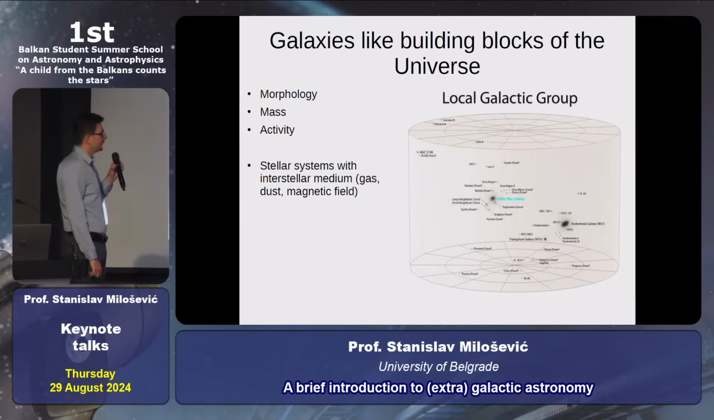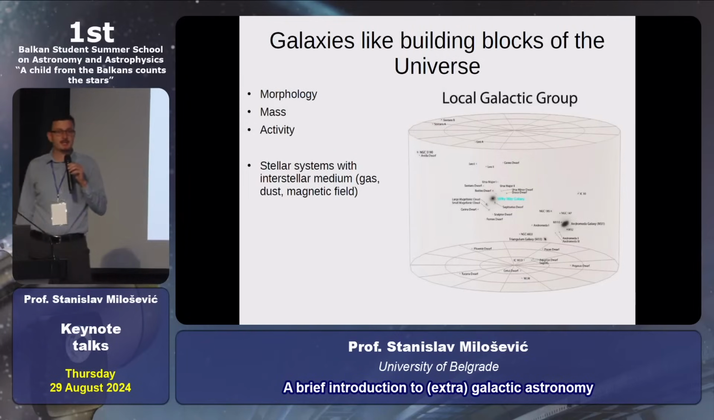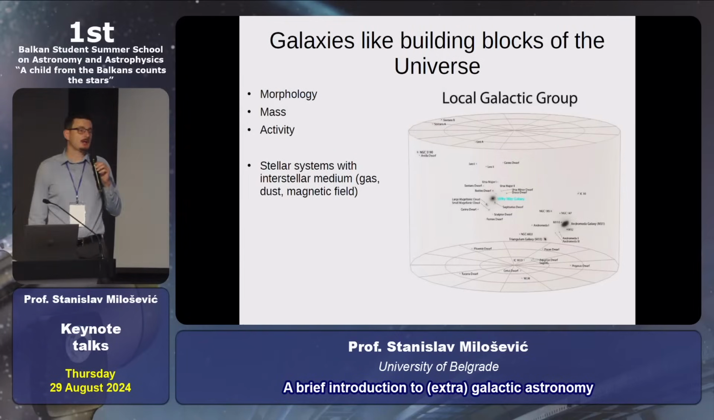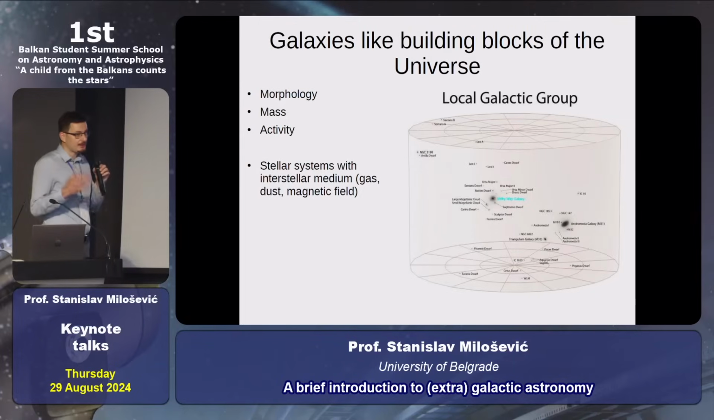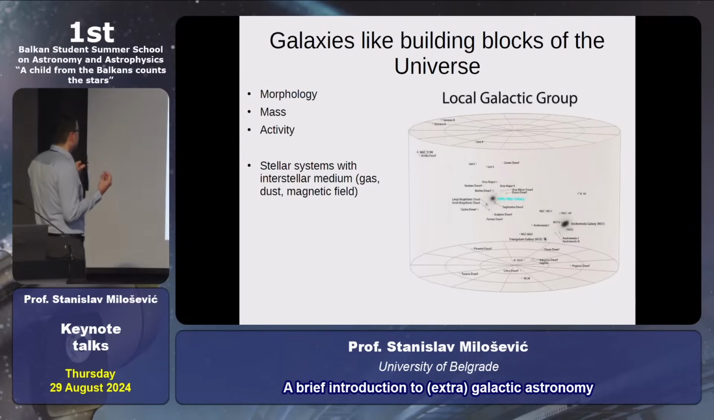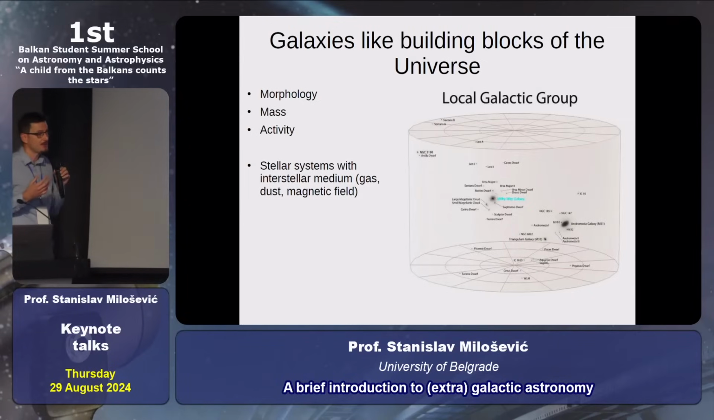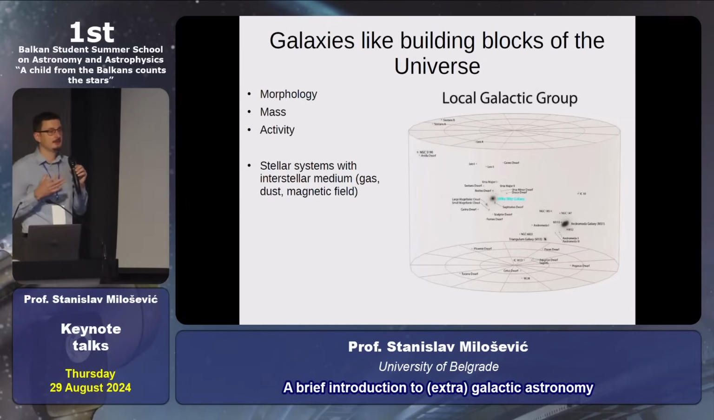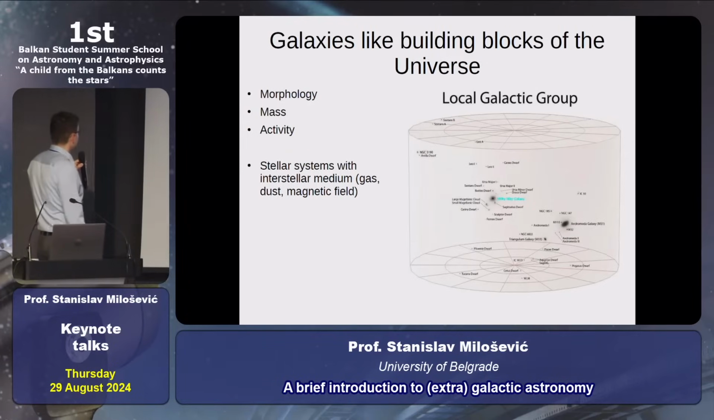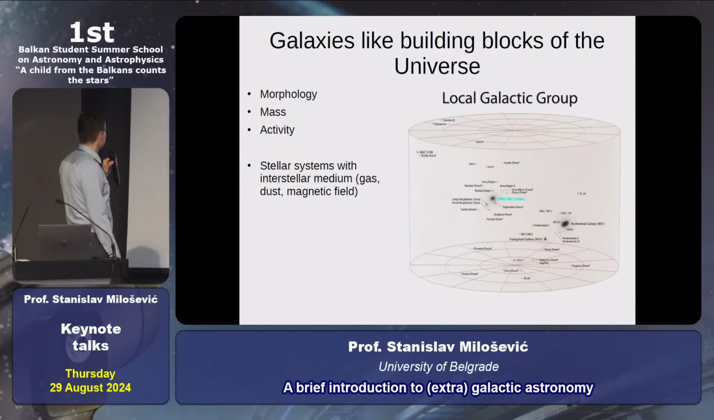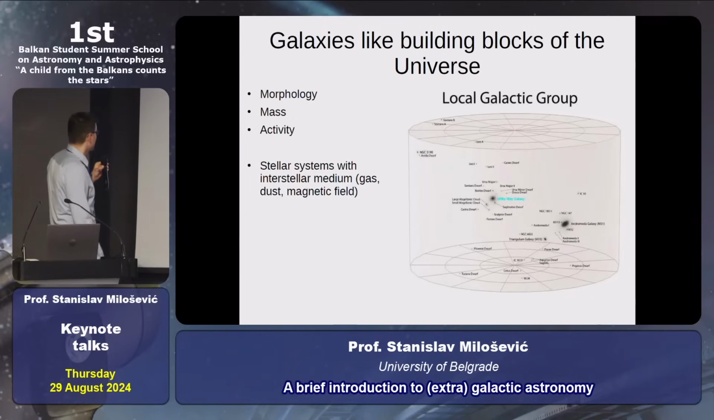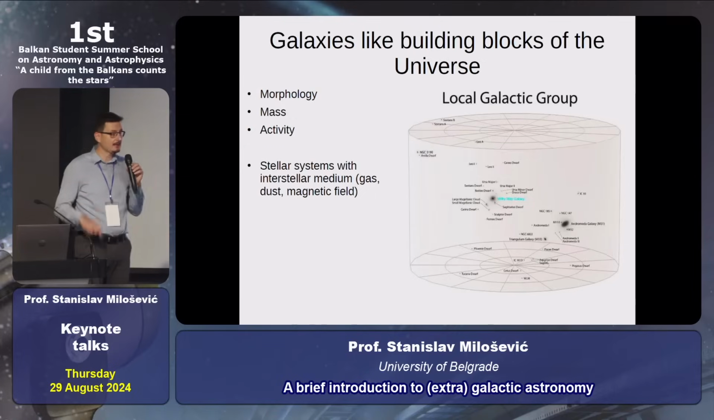So when we observe the universe on a large scale, we can say that galaxies are the building blocks of the universe. They are like cells in human beings. They are really the most important objects when we talk about large-scale structures and the organization of matter. Galaxies can differ in morphology, in mass, in activity. Some galaxies are active galaxies. Some we tag as normal galaxies.